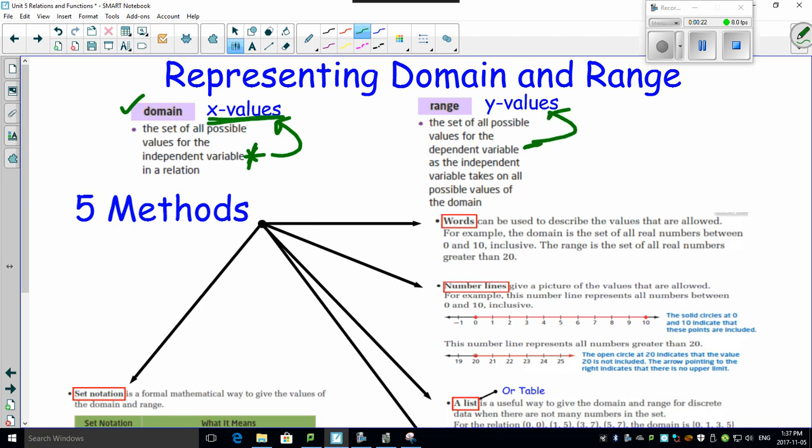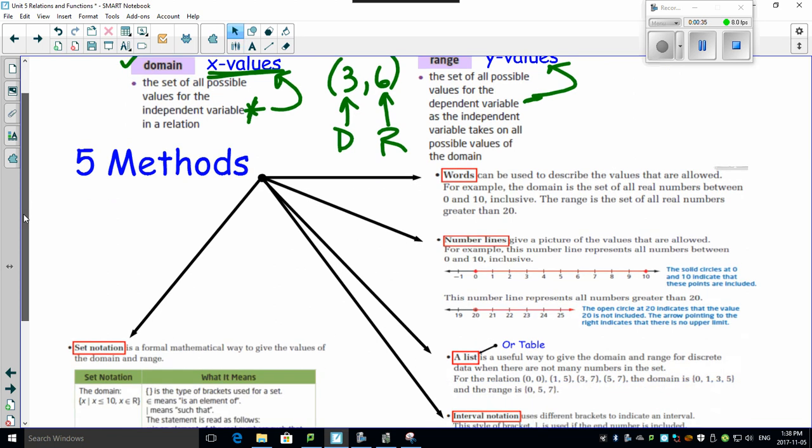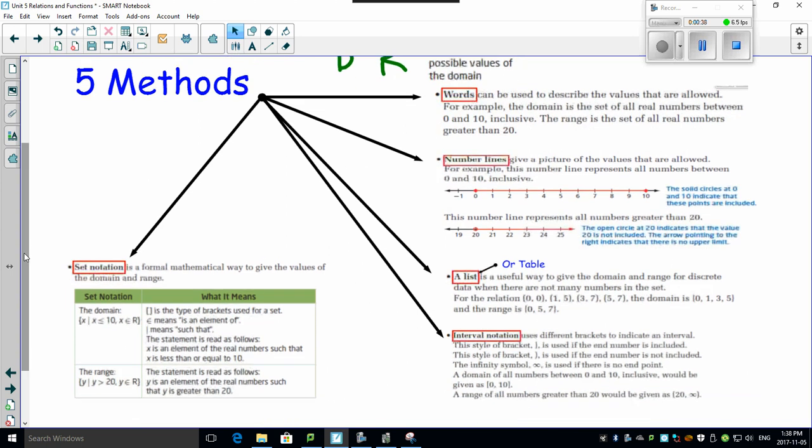So if you're looking at, let's say, a coordinate like 3, 6, 3 would be the domain and 6 would be the range. That's simple. But there's 5 methods of representing this, and that's the important point here. There's 5 different mathematical ways that you can actually represent it.